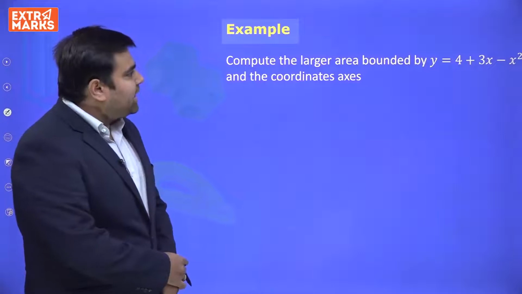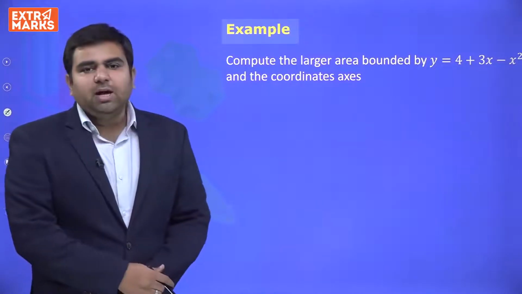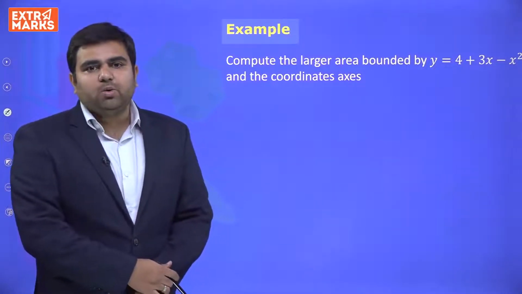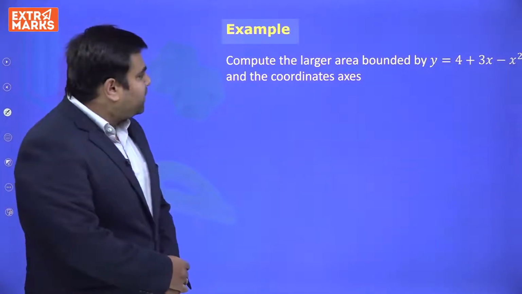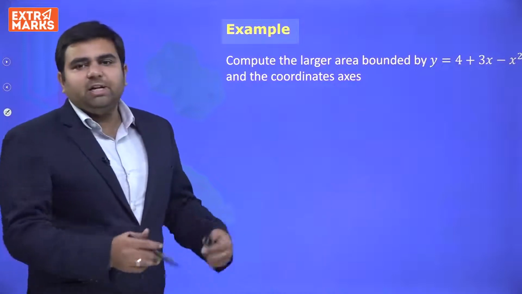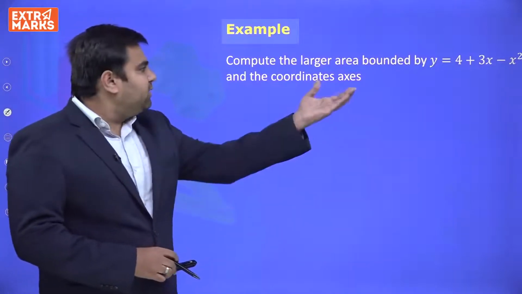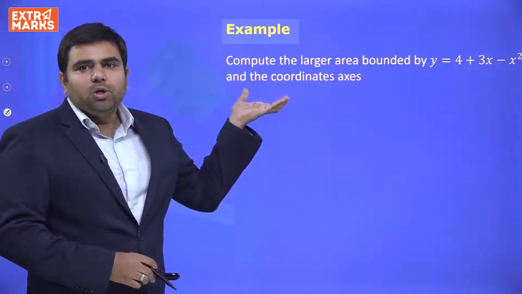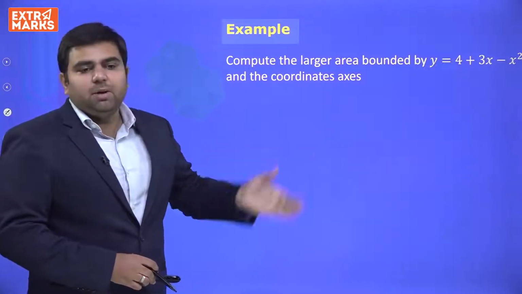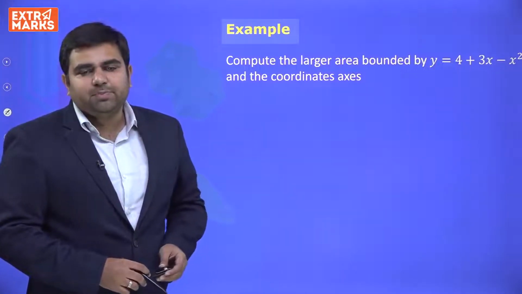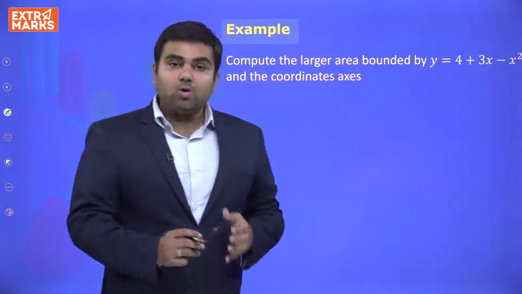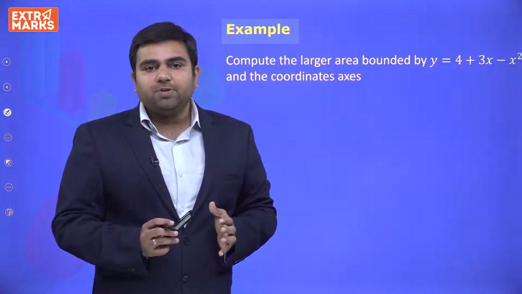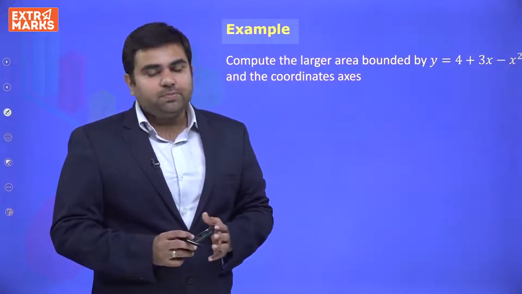Compute the larger area bounded by y equal to 4 plus 3x minus x square and the coordinate axis. So basically we need to compute the larger area bounded by this curve and the coordinate axis. In order to find it, firstly we need to plot this curve. So how do I plot this curve? This is really important for us to understand.